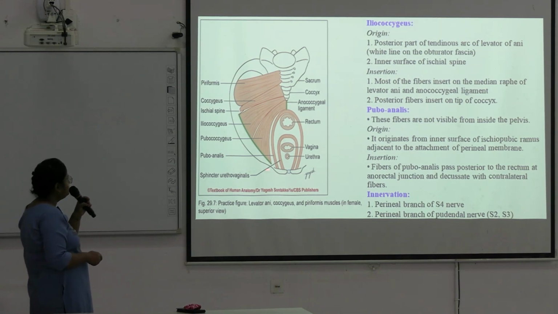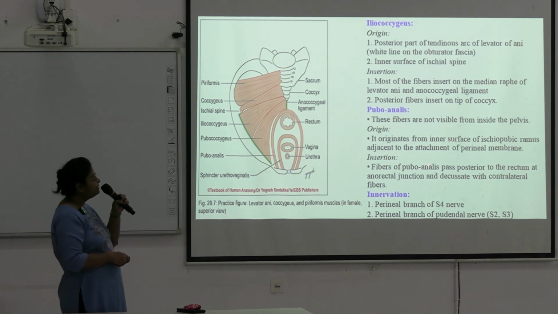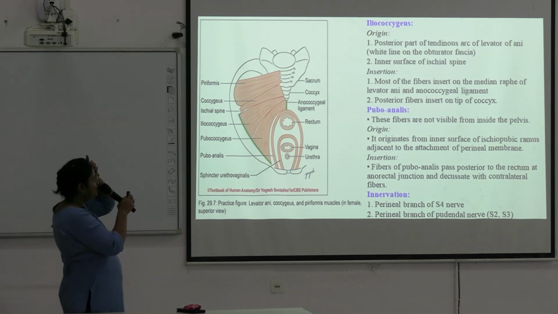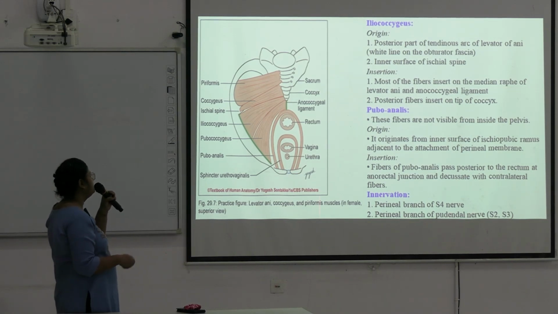Next we go to puborectalis. This is puborectalis. Okay. The fibers are not visible from inside the pelvis. Origin, it originates from the inner surface of the ischiopubic ramus adjacent to the attachment of the perineal membrane. And insertion, the fibers of puborectalis pass posterior to the rectum. You can see it is passing posterior to the rectum at the anorectal junction and decussates with the contralateral fibers. These are the contralateral fibers. Innervation is by the perineal branch of S4 nerve and the perineal branch of the pudendal nerve S2, S3. Okay, so these are the nerve supply of this muscle.